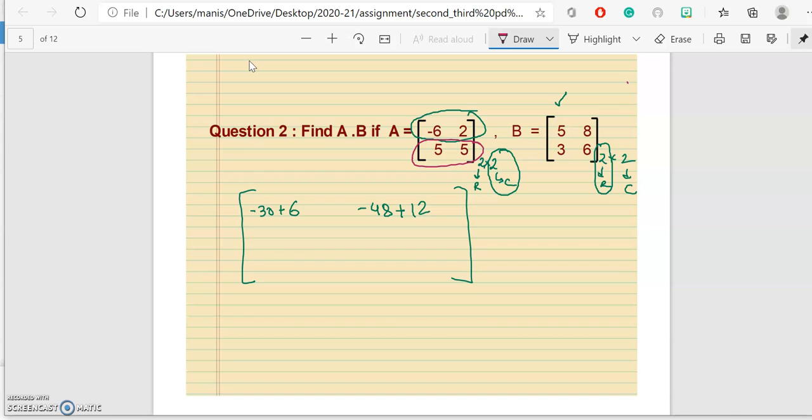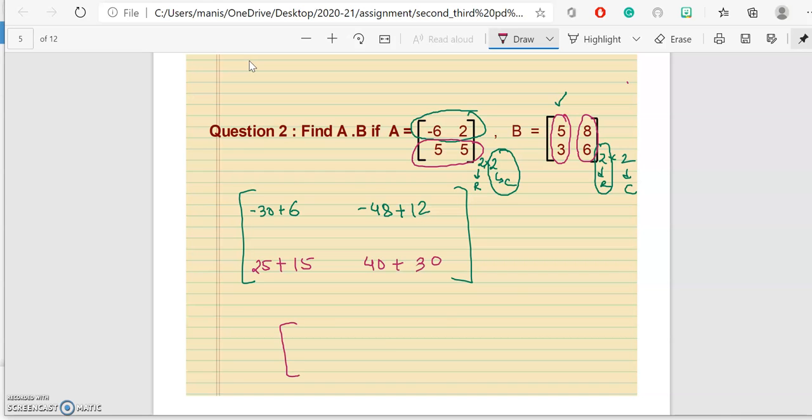I'm taking my second row and I'm multiplying with first column and then I'll multiply with this. First number by first number. 5 times 5 is 25 plus 5 times 3 is what? 15. Again this one and I will take the second column. So this is my 5 times 8 is 40 plus 5 times 6 is 30.